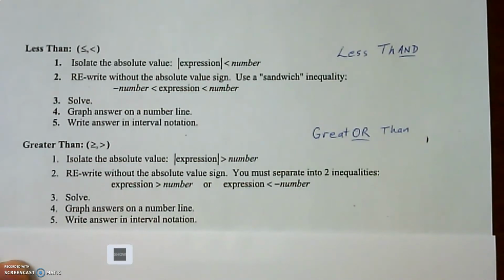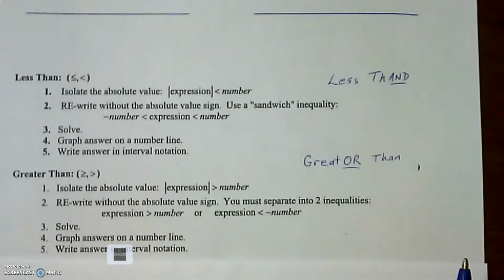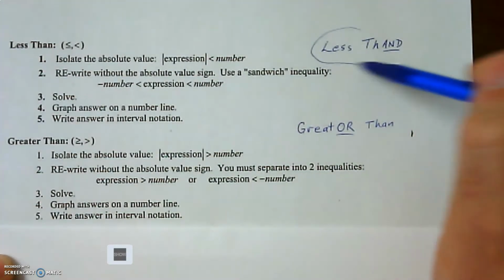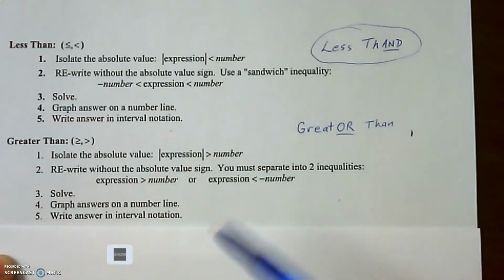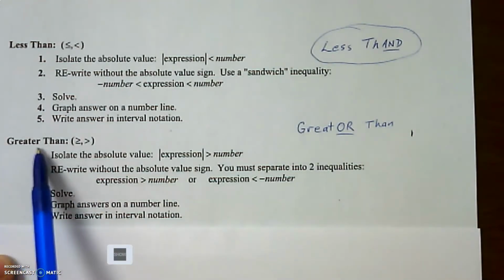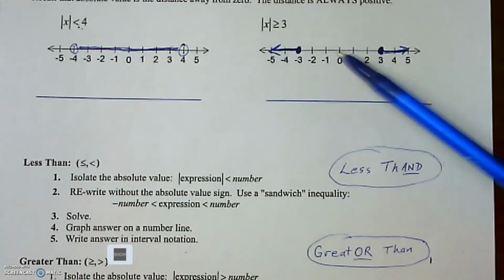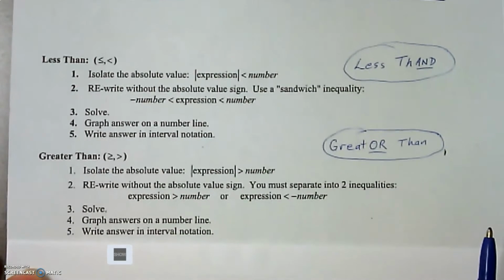Let me move this up. So anytime a problem is less than or equal to, like this first one, that's going to be an AND problem. Here's a little memory trick that I did not come up with. Less than, maybe call it less thand, okay? If it's greater, maybe think of that as great or, okay? Great or, that's an OR problem. That's the best way to maybe do that unless you can just remember it.